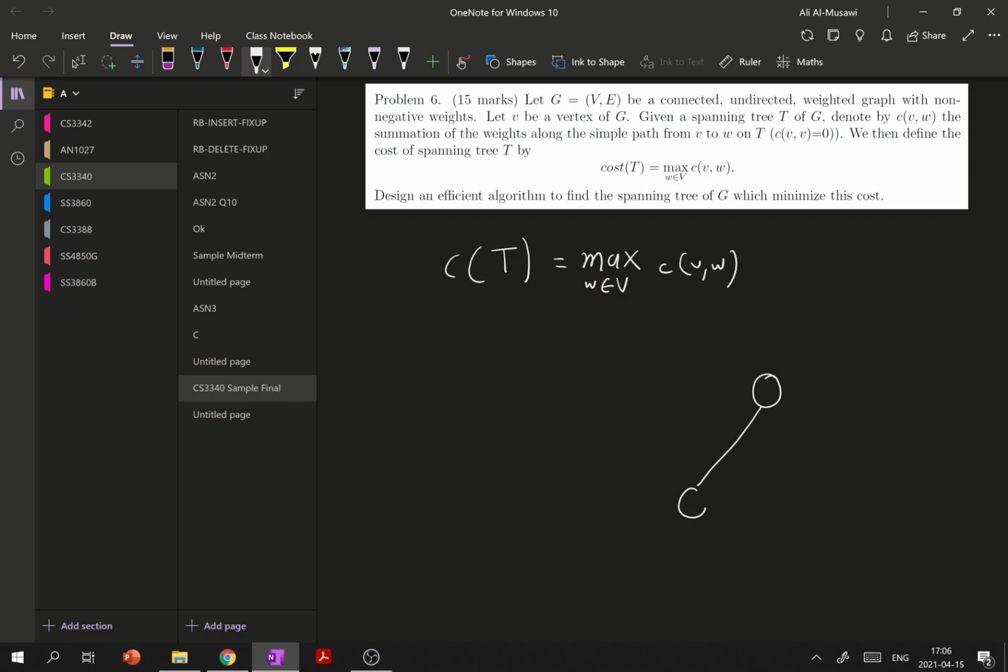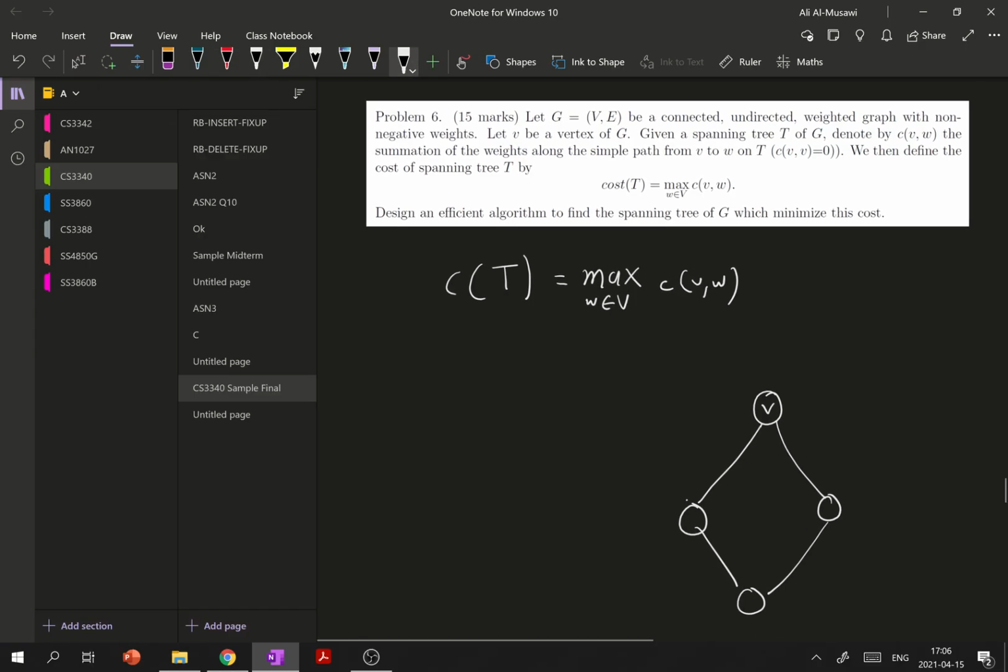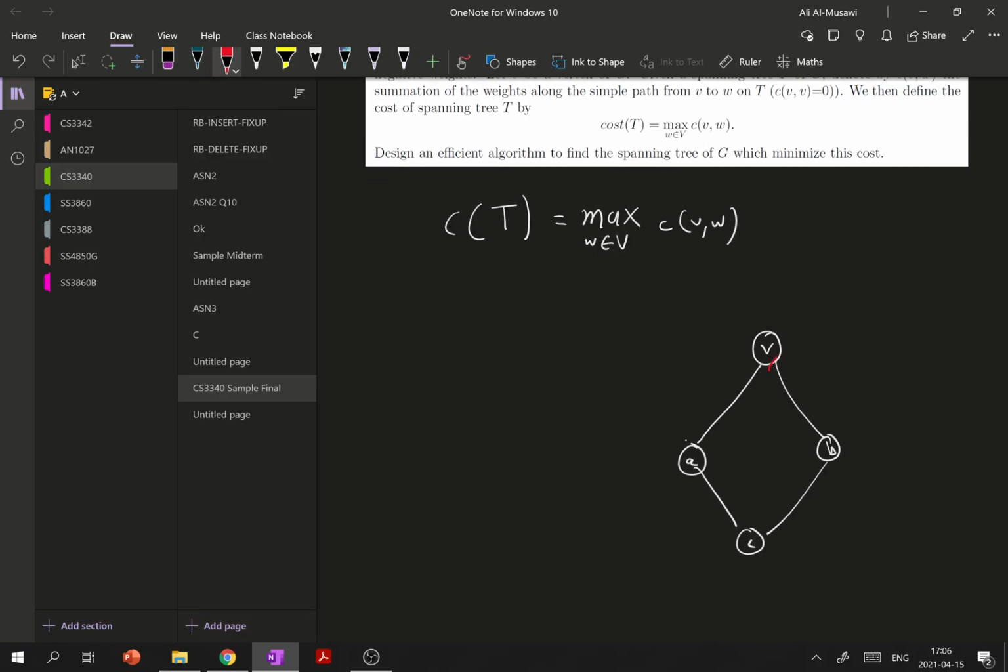So this is saying, given some graph, let me draw one, and say this is V, then we need to minimize the cost of the maximum path. Let me name these A, B, C. How many paths do we have to each vertex? There's actually a lot of them, so I'm not going to draw them all, but for V to B, I can go to V directly, or I can go through A, then B, A, C, B, and so on.